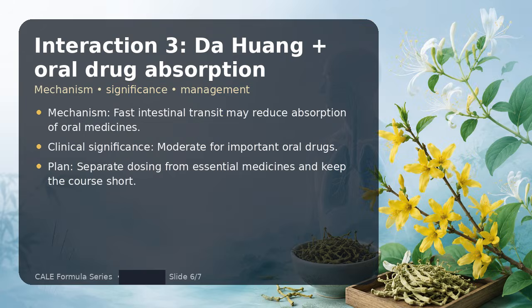Interaction 3 is Da Huang plus oral drug absorption. The mechanism is that fast intestinal transit may reduce absorption of oral medicines. The clinical significance is moderate for important oral drugs. My management plan is separate dosing from essential medicines and keep the course short. The same caveats apply: evidence quality varies, so I prefer conservative dosing, a reputable product, and close attention to symptoms and objective monitoring when appropriate.